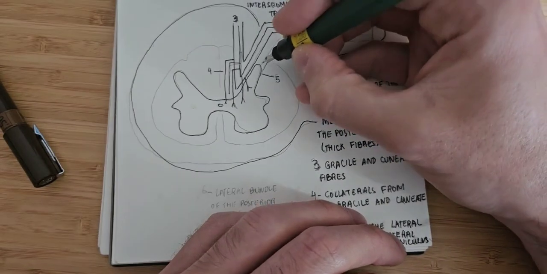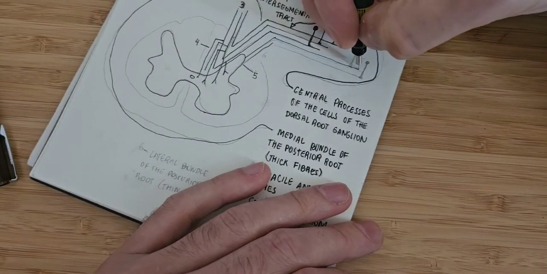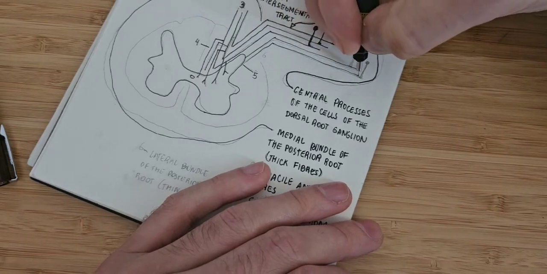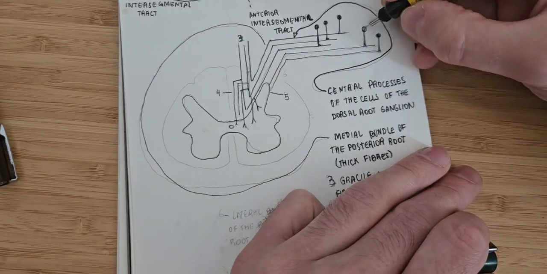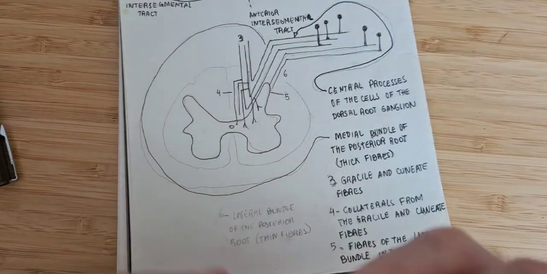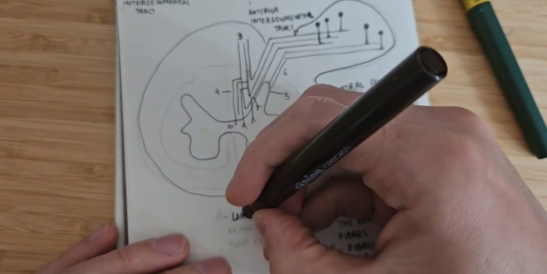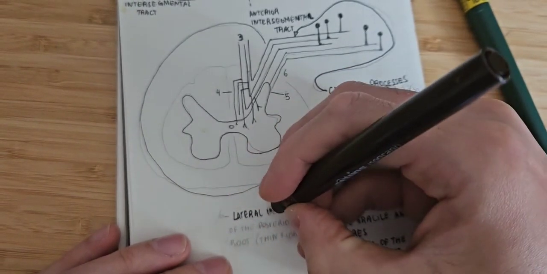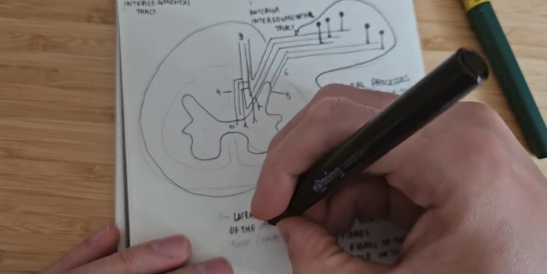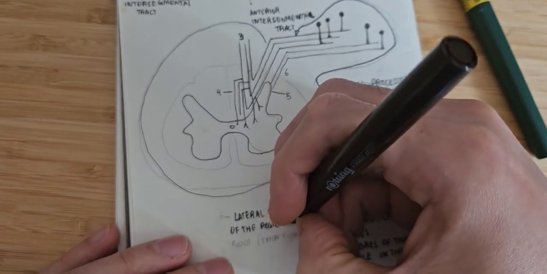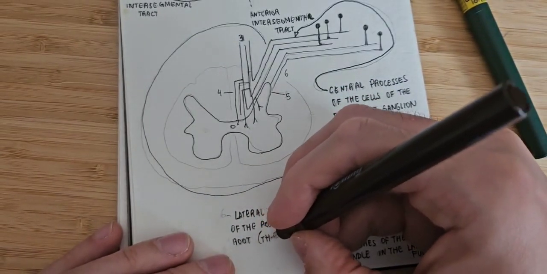Now let me just do this one. And this one right here is the lateral bundle of the posterior root, containing thin fibers.